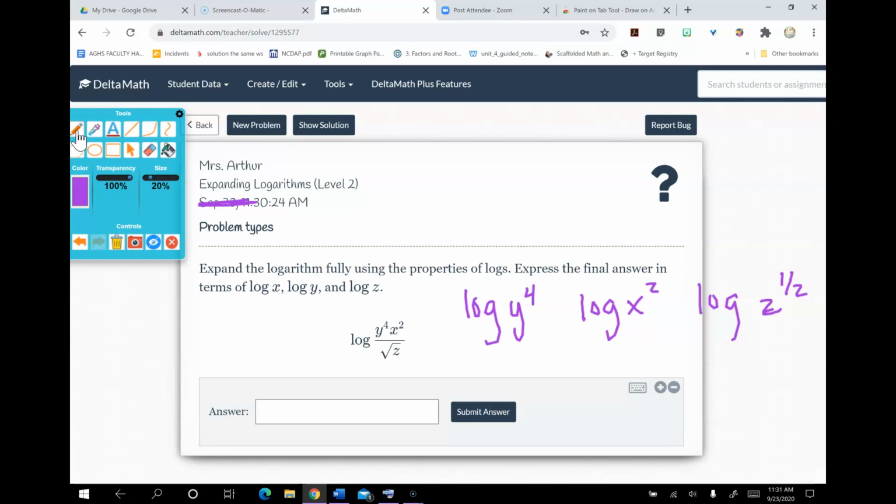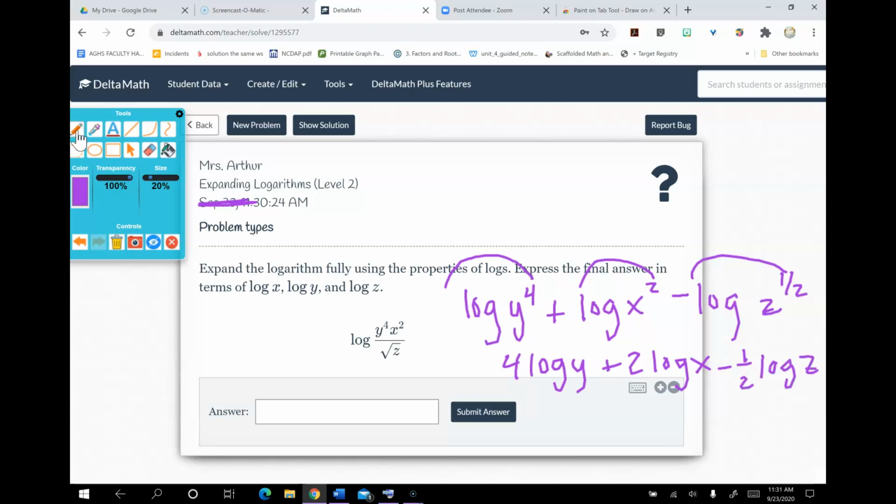Now, let's figure out the operations. Y and x are being multiplied, so we're going to add them. Z is being divided, so z needs to be subtracted. And then last but not least, move those exponents to the front. So my final answer will be 4 log of y plus 2 log of x minus 1/2 log of z.